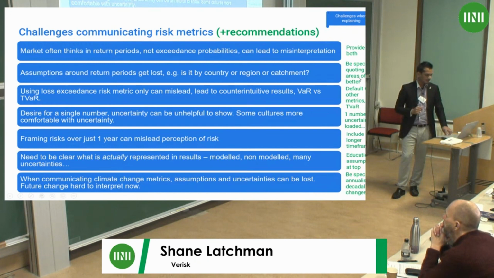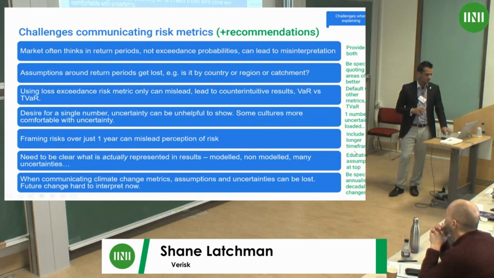When you have multiple ways to look at loss metrics, have a default and show the weight of the software and so forth. When some cultures want one number, well, maybe one number with some uncertainty loading. We saw a reference before to something like a factor of safety. There are things called risk margins. These kinds of things can then load. Framing risk over one year, and longer time frames, are helpful.